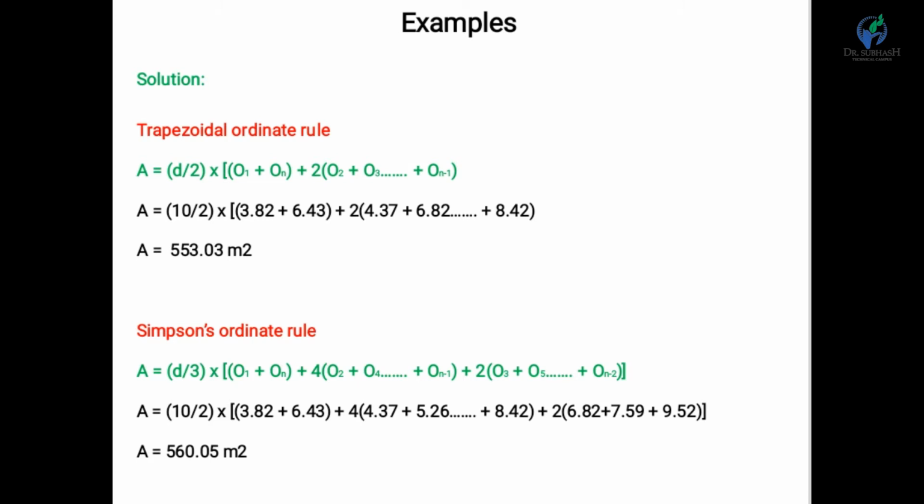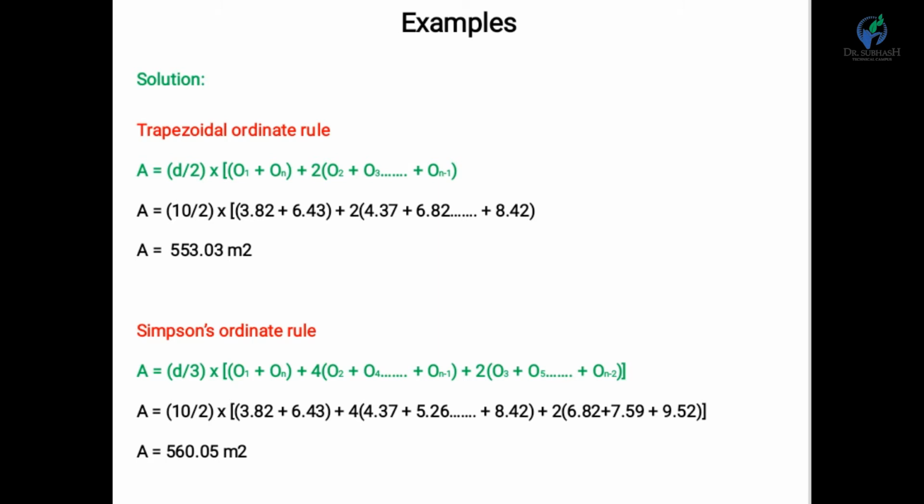For the trapezoidal rule, the formula for area is equal to d by 2 multiplied by the first ordinate plus the last ordinate plus 2 into the remaining ordinates. Now we put the data into our formula and we get the area equal to 553.03 square meters. Next rule is the Simpson rule.